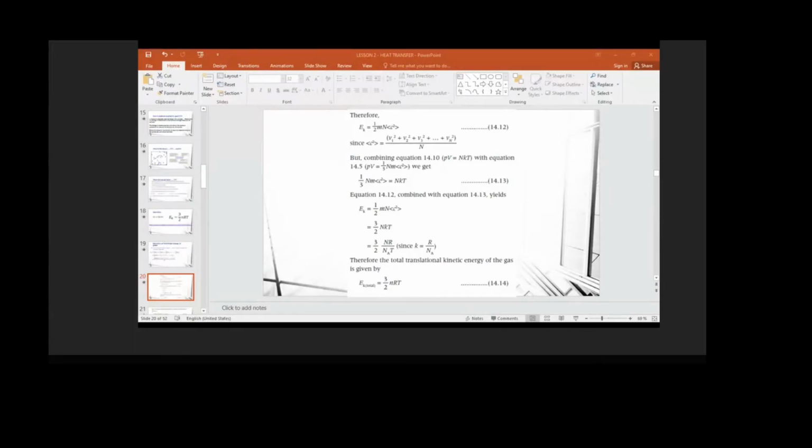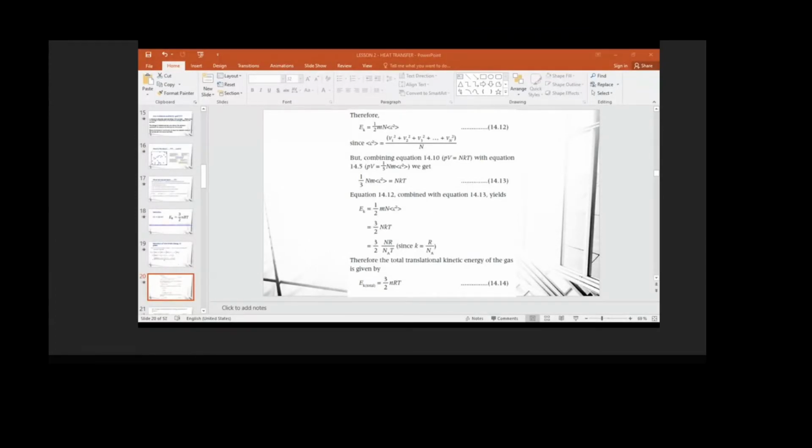But we now will combine PV equals NKT with PV equals one third N m times the root mean squared value. So now we have 1 over 3 Nm root mean squared value equals NKT, right? Now the kinetic energy EK is also related to PV, the pressure times the volume. So instead of writing EK, we can just write NKT.